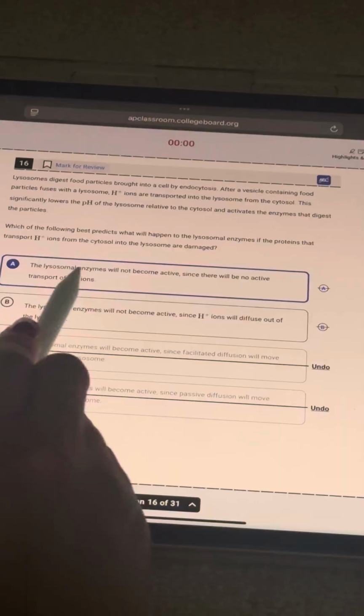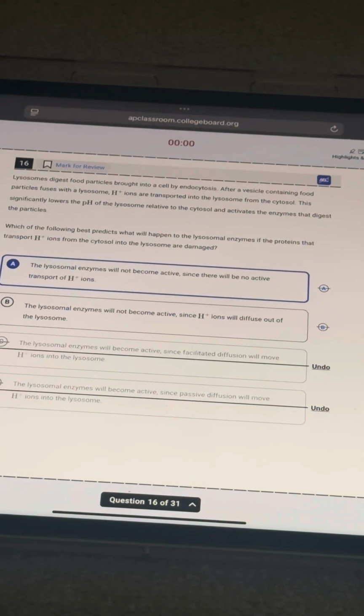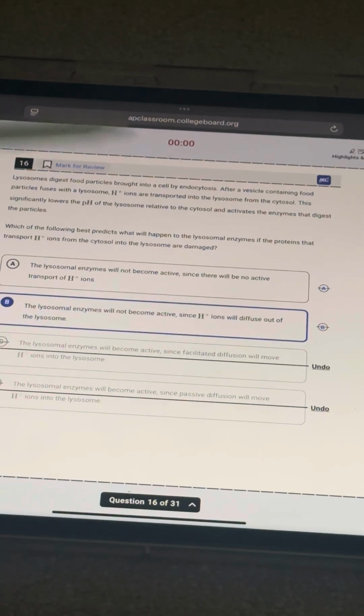The lysosomal enzymes will not become active since there will be no active transport of H+ ions. And we have: the lysosomal enzymes will not become active since H+ ions will diffuse out of the lysosome. So answer choice A is telling us that because there will be no active transport of H+ ions, the lysosomal enzymes will not be active. This one is saying that since H+ ions will diffuse out of the lysosome, they'll not be active because they're diffusing out of the lysosome.